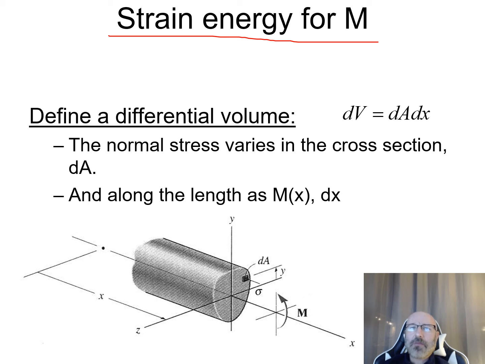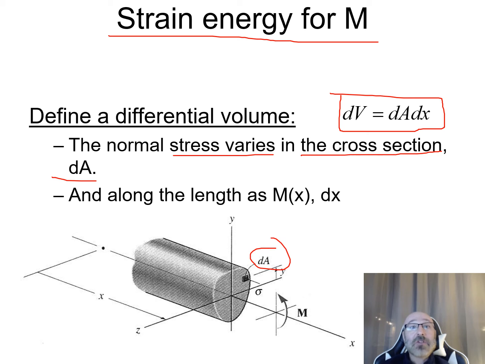Well, let's go back to what we did in that previous example, and we'll say that now our dV is equal to dA dx. So the normal stress varies in the cross section dA right there. It's going to vary in there, and it's also going to vary along the length as Mx dx. So it's also going to vary along this here.